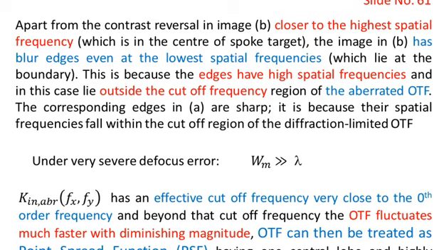So the corresponding edges in A are sharp. It is because their spatial frequencies fall within the cutoff region of the diffraction limited OTF. Under very severe defocus error, we are going to discuss a very severe defocus error when Wm is much greater than lambda.